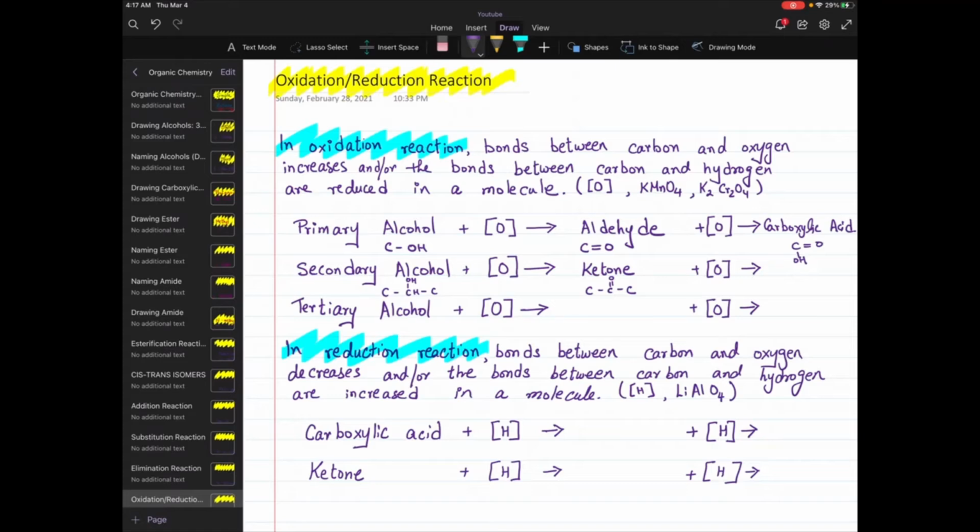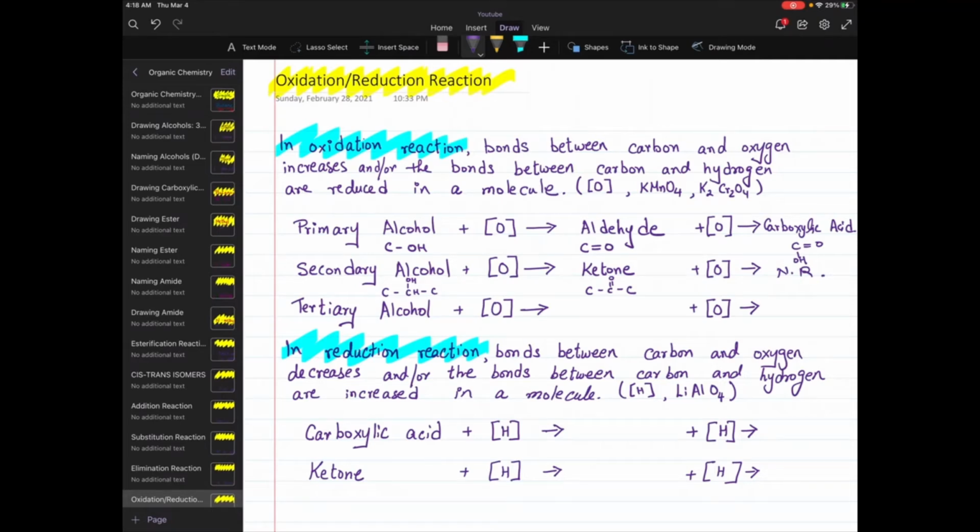And therefore, in this case, the ketone cannot be further oxidized. So over here, we will have no reaction. A primary alcohol, reiterating, can undergo an oxidation reaction to form an aldehyde. An aldehyde can undergo an oxidation reaction to form a carboxylic acid. A secondary alcohol undergoing an oxidation reaction will form a ketone, but it cannot be further oxidized.